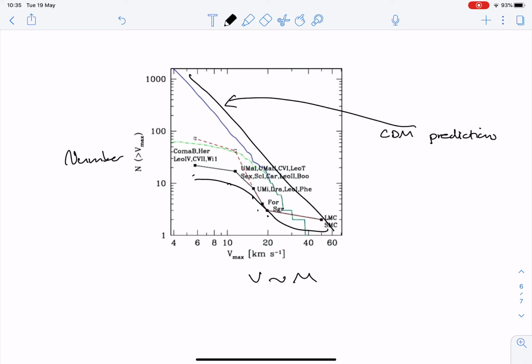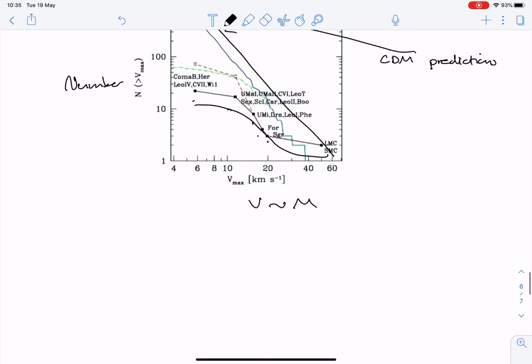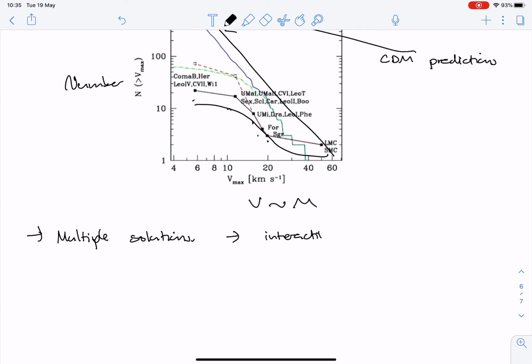And so for a little while, people have been quite worried about what's called this substructure crisis. It's not really easy. You can make things warm, you can make things self-interact, you can do all sorts of things. In practice, there are multiple potential biases. There are solutions. So when I was a PhD student, this was a real crisis. I think most of them have now gone away. So you can, for example, have interacting dark matter, in particular self-interacting dark matter.